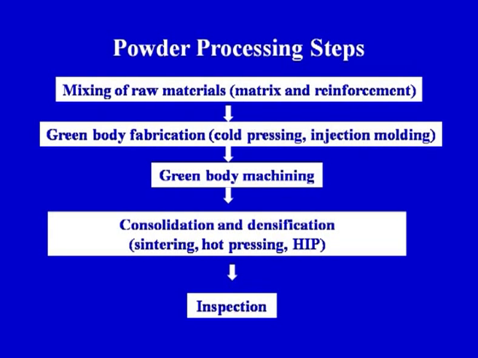Next, sometimes machining may be required or may not be required. And finally the consolidation and densification, which in case of ceramic matrix composites may require pressure also. So we may go for hot pressing or we may go for hot isostatic pressing, but both have their own challenges, but certainly if we use these processes we can get an adequate amount of consolidation and densification. And finally, once the product is ready, the last stage is the inspection of the formed product.